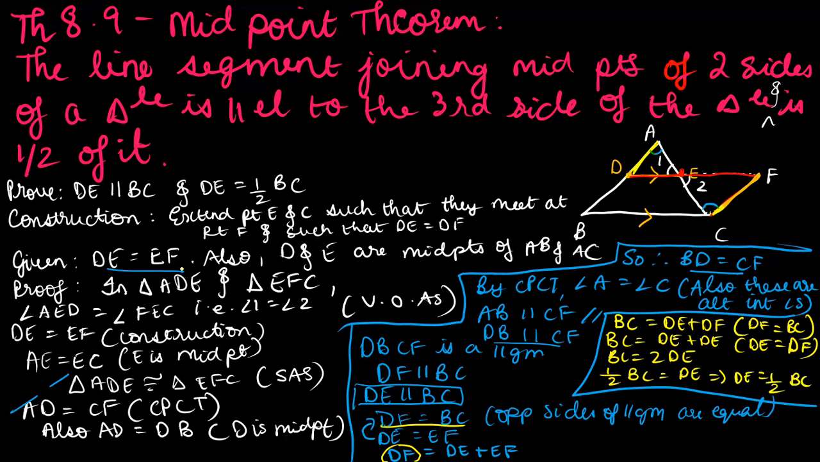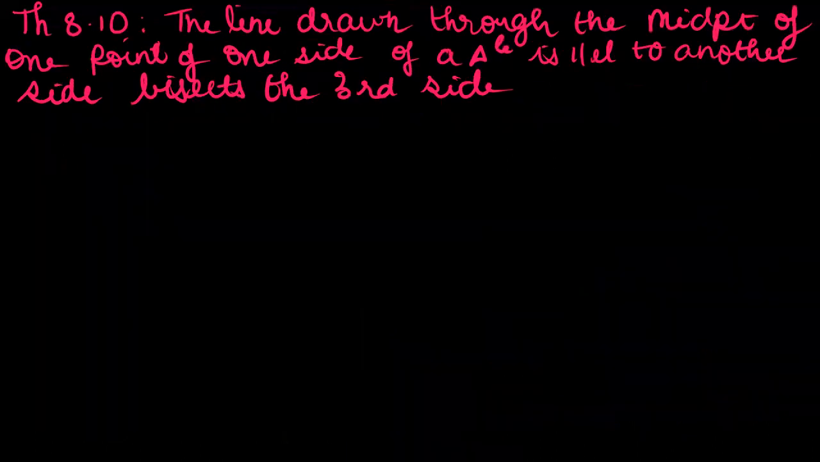Now, what did we have to prove in the question? That DE is parallel to BC. I proved that DE is parallel to BC, and I also proved that DE is equal to half of BC. That's how we proved this theorem. Do you guys understand how we proved it? This is how we proved this theorem. Easy. Okay. Now let's move to the next theorem. I hope you guys got it right. Cool.